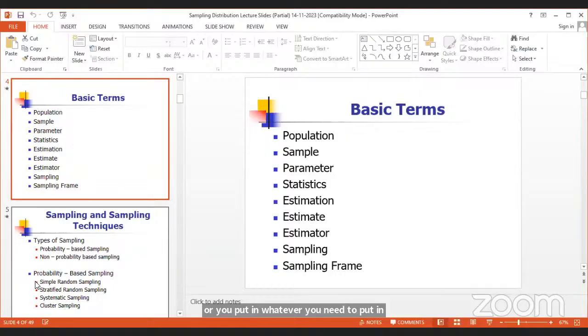Your spatula. Just put in anything. If you like, you can put in your hand and then you stir. What do you want to achieve? You want to achieve homogeneity.